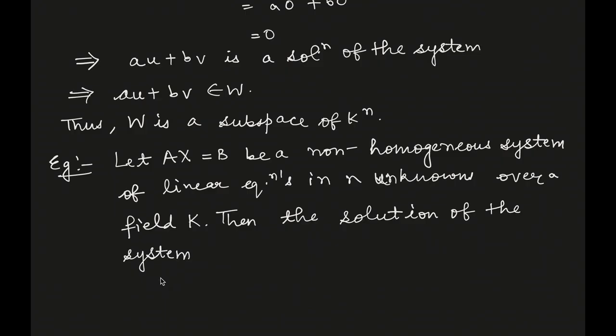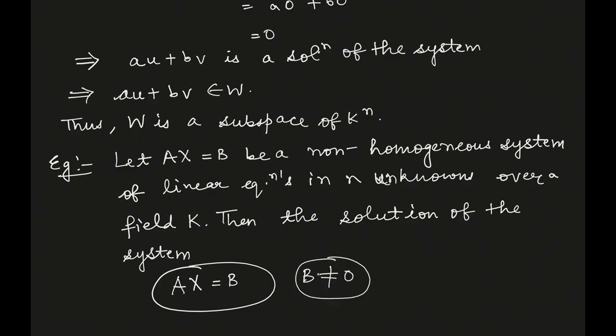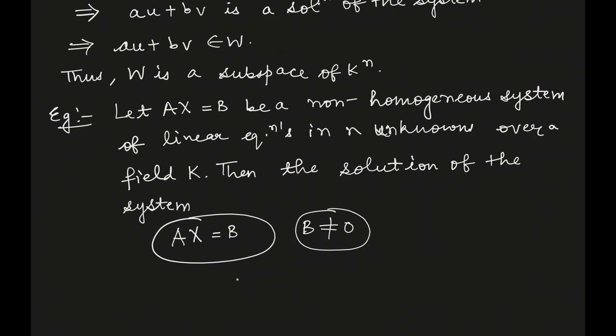It can be a solution because 0 will exist if we take b as 0. But this is non-homogeneous, which means b is non-zero, no? Then additive identity will not exist. This is not a subspace of Kn because additive identity is absent.